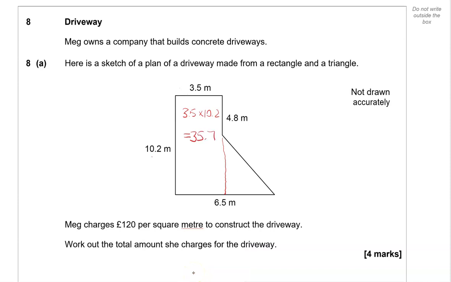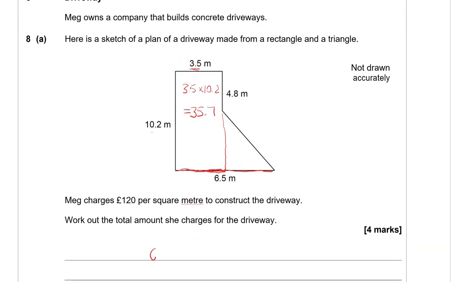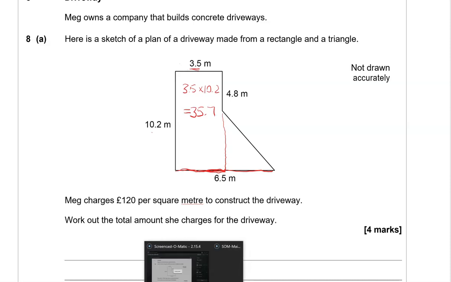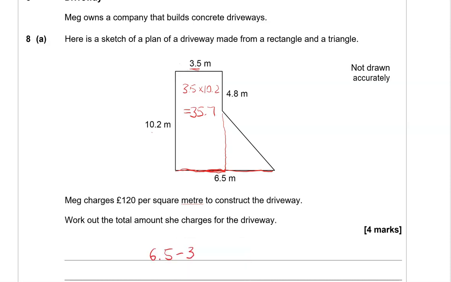And that gives us 35.7. Now we need to work out the area of the triangle. Do we have the dimensions that we need? We're looking for the base here, so we haven't got that at the moment, but we need to work it out. So this whole length is 6.5. If I take away this one here, which is going to be 3.5, just like this one, then we should work it out. So I'm going to do 6.5, take away 3.5. That gives us 3 meters.